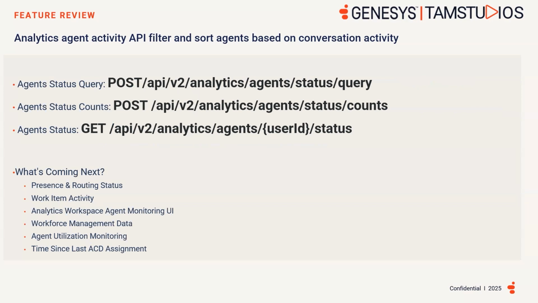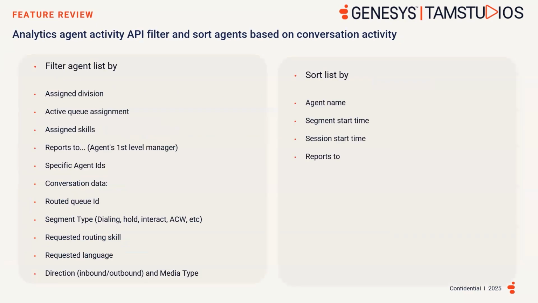Here is the first set of public APIs available, and there are upcoming plans to cover other areas too, such as presence and routing status, work item activity, analytics, workspace agent monitoring UI, workforce management data, agent utilization monitoring, and time since last ACD assignment. And here are the filter and sorting criteria available for further customization. We will see them in real time during a demo session.